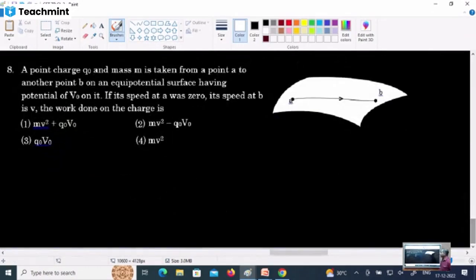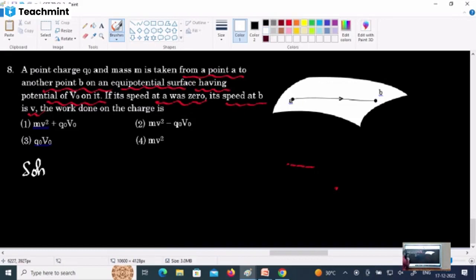Question number 8. A point charge Q naught and mass m is taken from a point A to another point B on an equipotential surface having a potential V naught upon it. If its speed at A was 0 and its speed at point B is v, the work done on the charge is... So you know the work done solution.